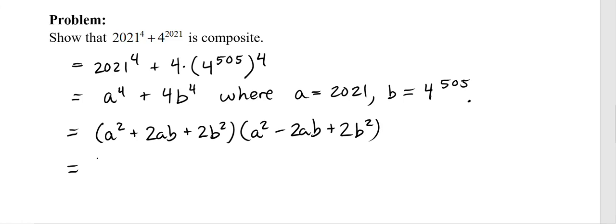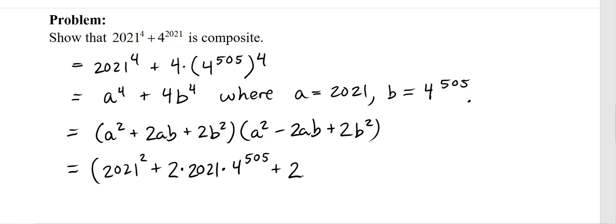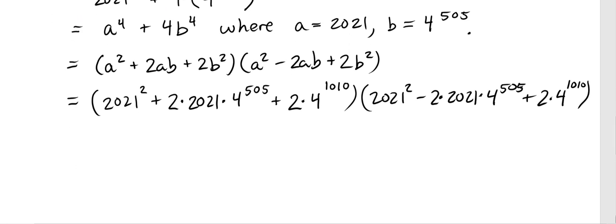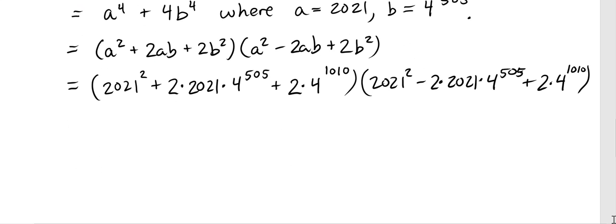But let's fill in the numbers for a and b and see what this looks like. This would be 2021 squared plus 2 times 2021 times 4 to the 505 plus 2b squared, which would be 2 times 4 to the 1010 power. And the second factor is similar, but with a subtraction right there. Okay, so we've taken the given number and we factored it, and so maybe that means it's composite. Well, that would be true as long as both factors are greater than 1. Well, the first factor is clearly greater than 1. All the terms are positive. So let's look at the second factor.